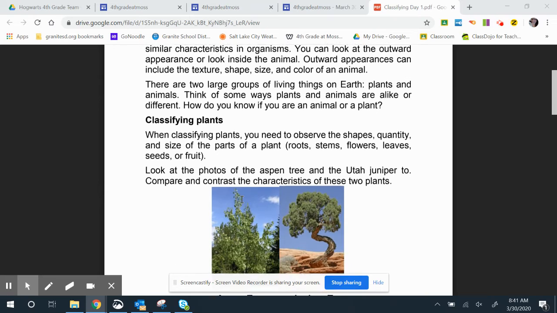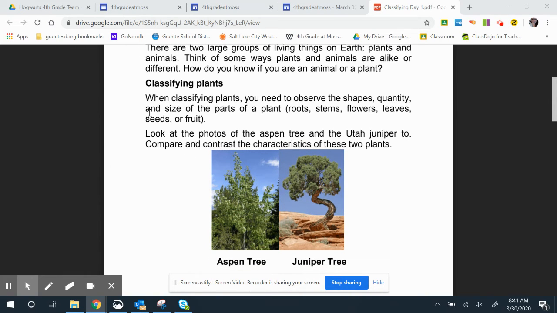So let's start with classifying plants. When classifying plants, you need to observe the shapes, quantity, which means how many, and size of the parts of the plant: the roots, the stem, the flowers, the leaves, the seeds, or fruit. So when you're classifying a plant, you really look at what does it look like? How many leaves are there? What shape are the leaves? What size is the bark? Does it produce fruit? What kind of fruit?